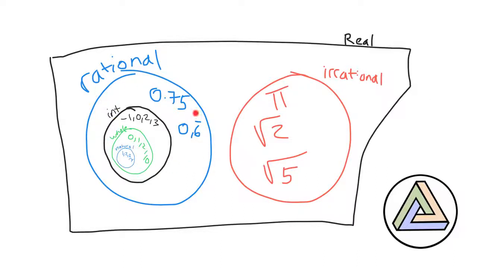One particular kind of rational number is integer, and that is -1, 0, 2, 3. These are all the tick marks on a number line. A special kind of integer is called a whole number. That is all the positive integers, including 0. And then a special kind of whole number is natural numbers. That is literally all the positive integers, not including 0, because 0 is neither positive nor negative.